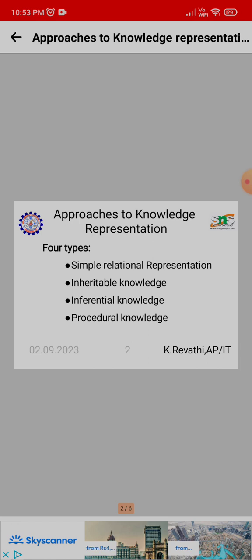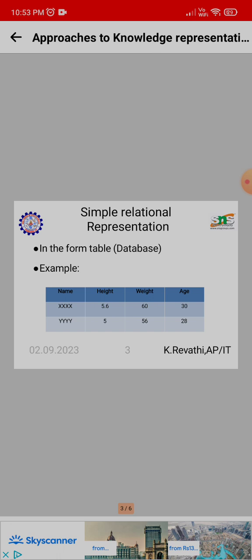Simple relational knowledge. Simple relational knowledge is the simplest way of storing facts, which uses the relational method, and each fact about a set of objects is set out systematically in columns. It is famous in database systems, where the relation between different entities is represented. An example is given below.